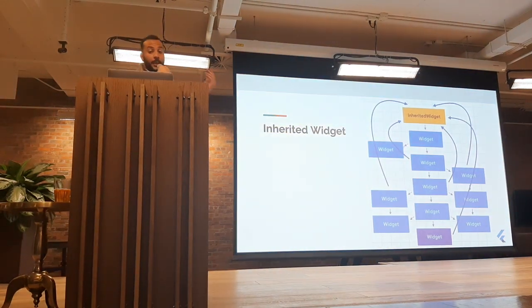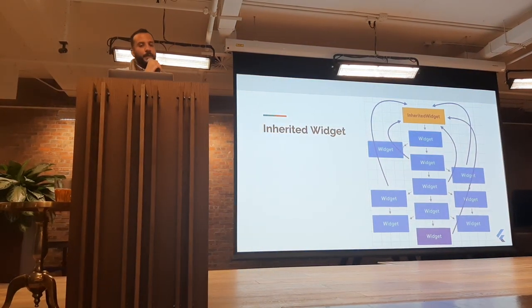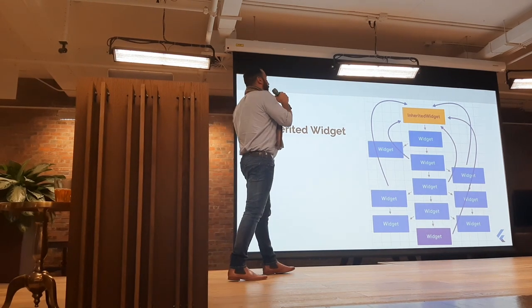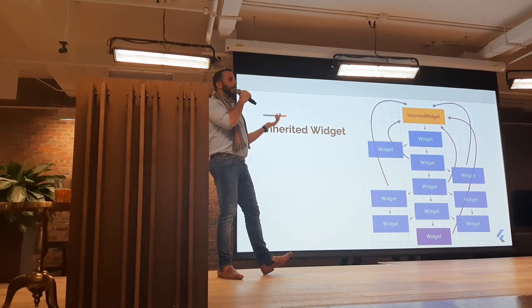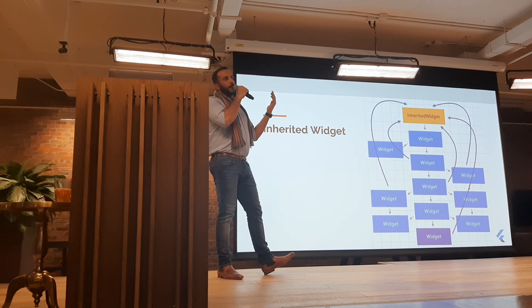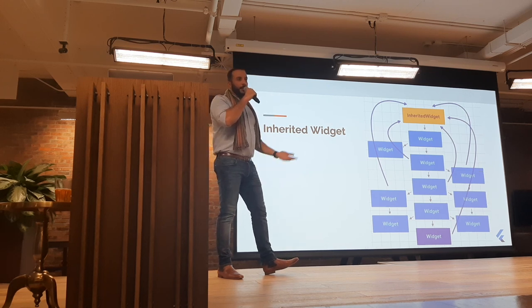So any widget can request data. But are there any other advantages? I mean, we can do this with shared preferences or a database, right? I can just save all my data to a database, and then any widget that wants to access it can just go to the database and be like, hey, give me the color. And the database will be like, yeah, it's red.